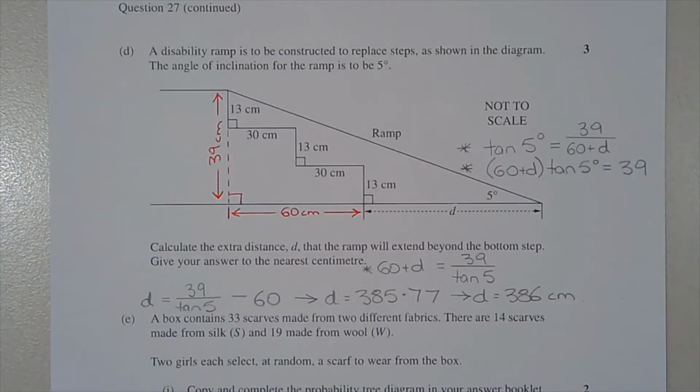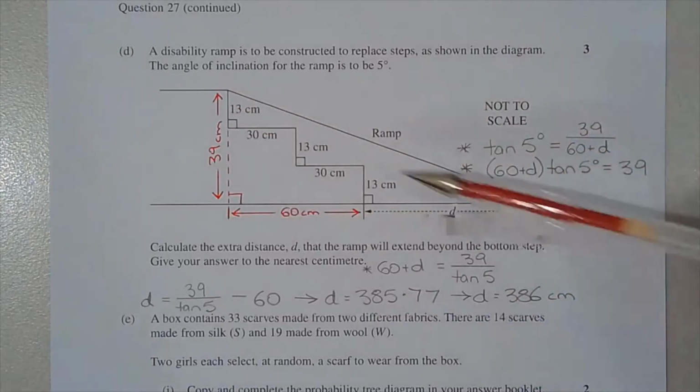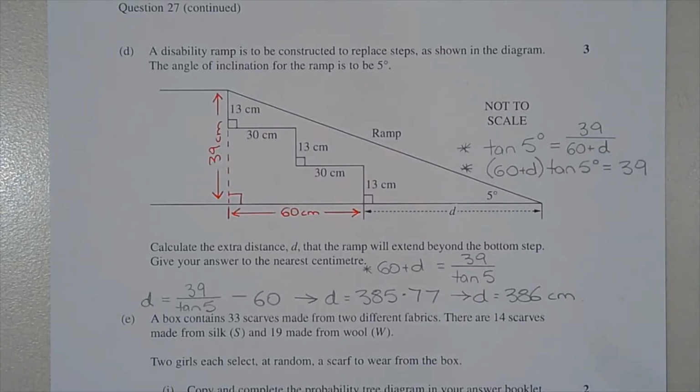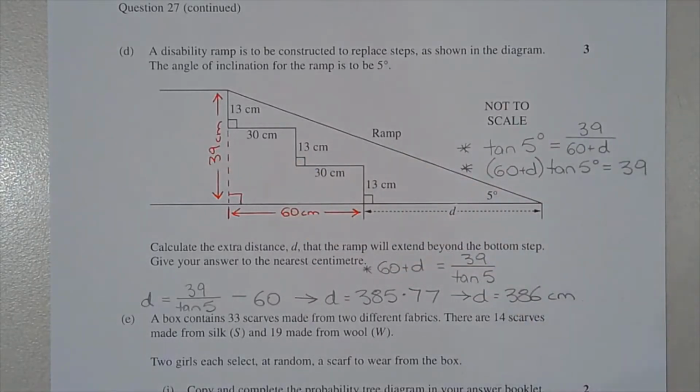Question 27D. A disability ramp is to be constructed to replace steps as shown in the diagram. The angle of inclination for the ramp is to be 5 degrees. Calculate the extra distance d that the ramp will extend beyond the bottom step. Give your answer to the nearest centimetre. Now the first thing to note is that we're dealing with a right angle triangle. So this is really a right angle triangle problem. Either we use Pythagoras Theorem or we can use trigonometry. But in this case, we need two known sides to use Pythagoras Theorem, so this will be a trigonometry problem.